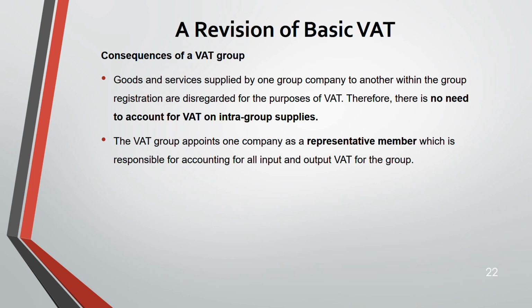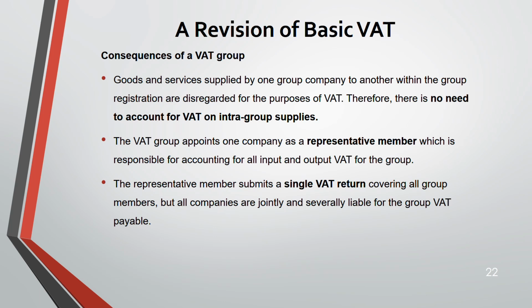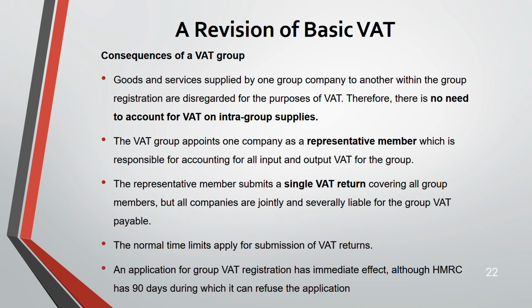Next, there is one representative member if you are joining a VAT group. So the VAT group appoints one company as a representative member. Then that representative member will be responsible for accounting all input and output for the entire group. The representative member submits one single VAT return which covers all the group members. But remember, all companies are jointly and severally liable for the group VAT payable. The normal time limit applies for submission of VAT returns for the VAT group, and an application for a group VAT registration has an immediate effect, although HMRC has 90 days during which it can refuse the application.